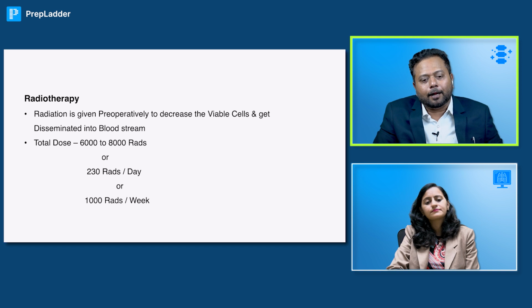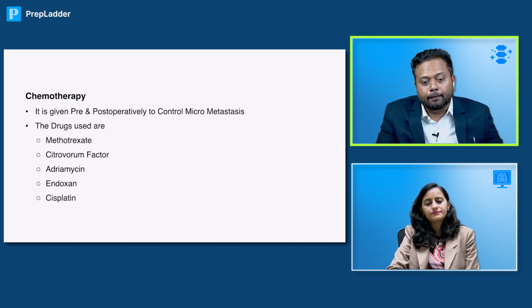And coming to radiotherapy, radiation is given preoperatively to decrease the viable cells that get disseminated into the bloodstream, to prevent metastasis. So radiation is very important. Total dose is 6,000 to 8,000 rads, 2,000 rads per day or 1,000 rads per week. Okay, this is the regimen.